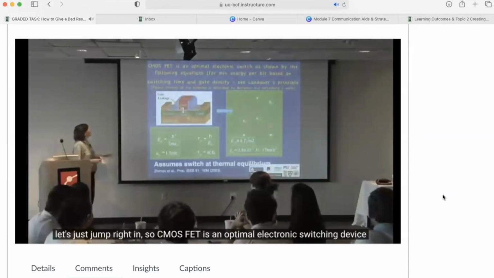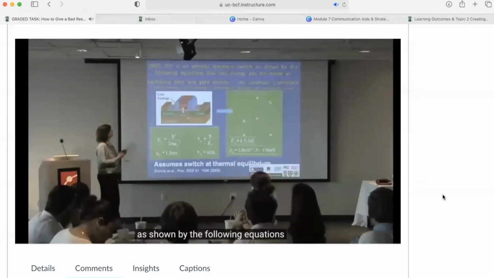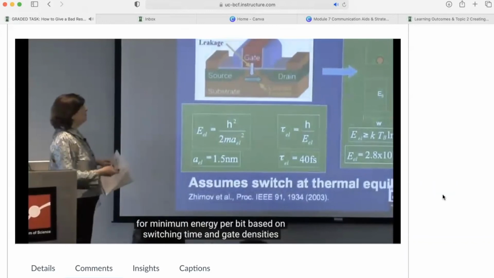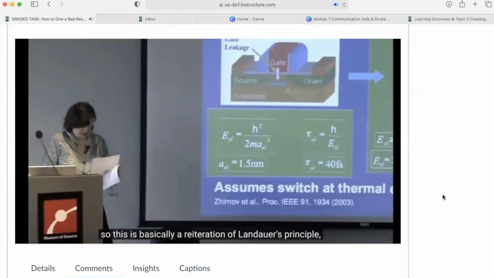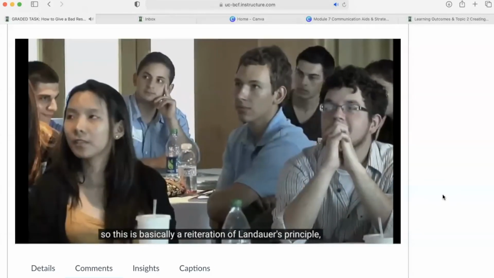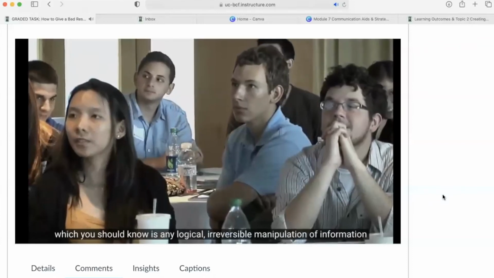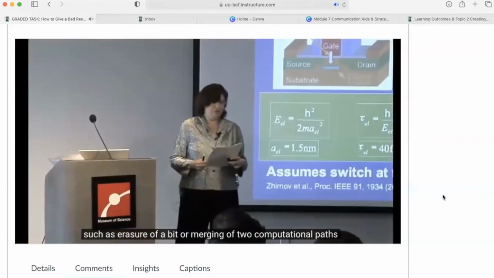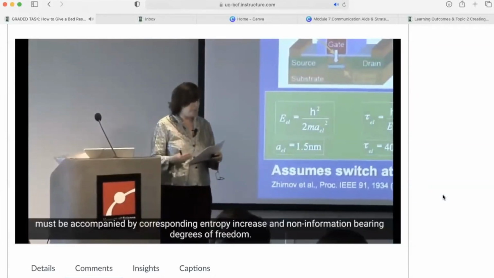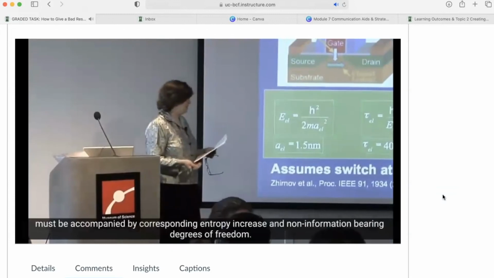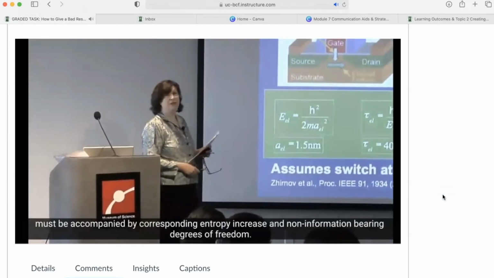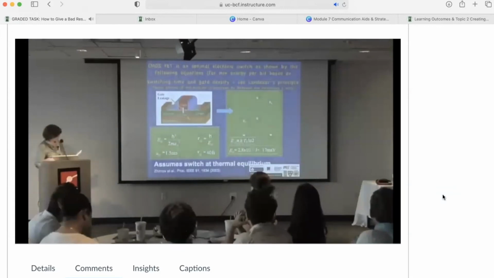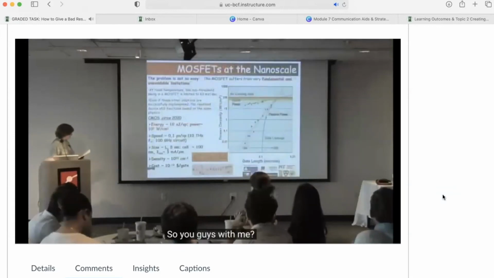So CMOSFET is an optimal electronic switching device. It's shown by the following equations for minimum energy per bit based on switching time and gate density. So this is basically a reiteration of Landauer's principle, which you should know is any logical irreversible manipulation of information, such as the erasure of a bit or merging of two computational paths, must be accompanied by corresponding entropy increase in non-information bearing degrees of freedom. Yeah? Okay. So you guys with me?